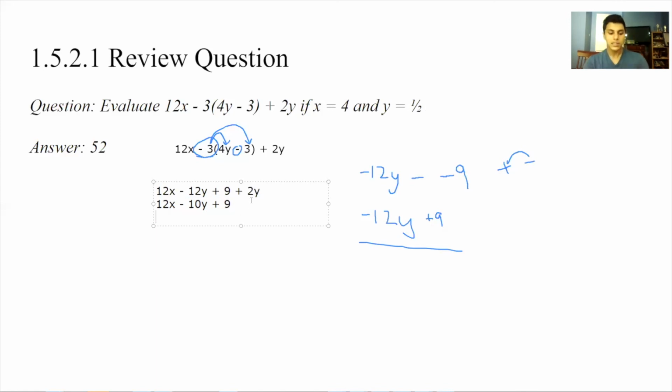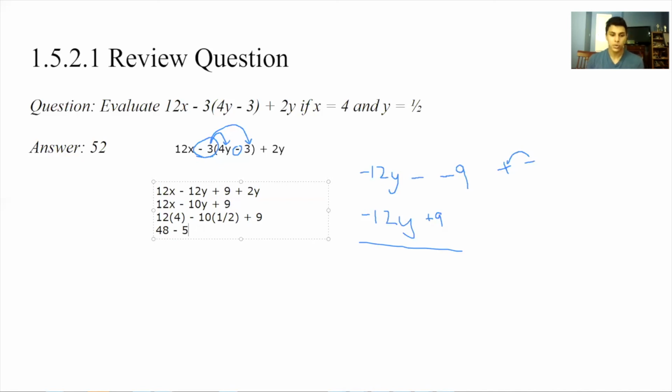So first, x is 4, so this becomes 12 times 4. It was previously 12 times x. Then I do minus and then 10 times 1/2, because y was 1/2. And then I keep my plus 9 here because it was just plus 9. Now if I simplify the 12 times 4, that gets me 48. Then minus 10 times 1/2, and that's 5, because 10 times 1/2 is 5, because 1/2 of 10 is 5.